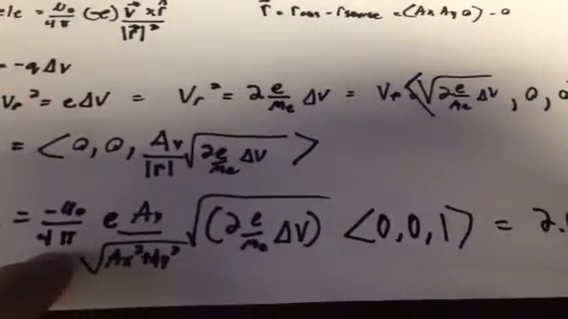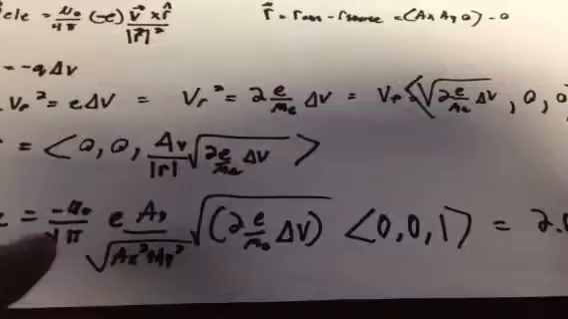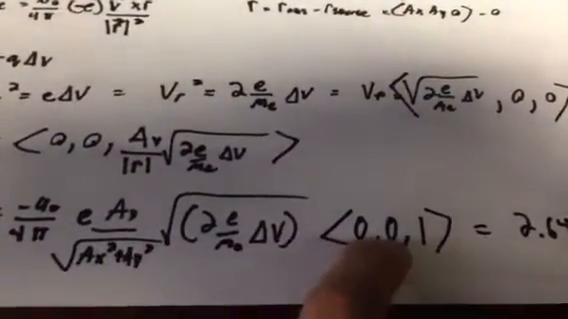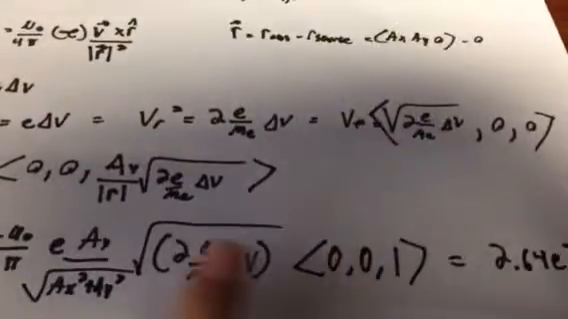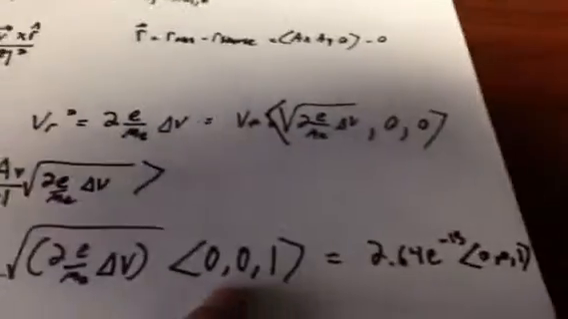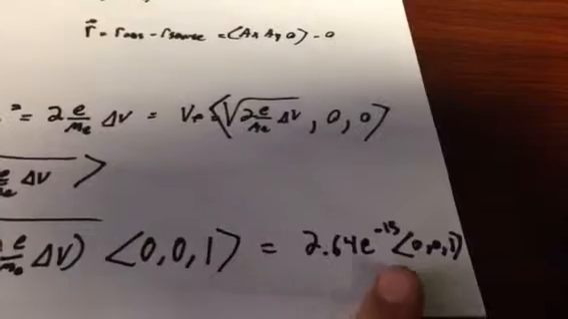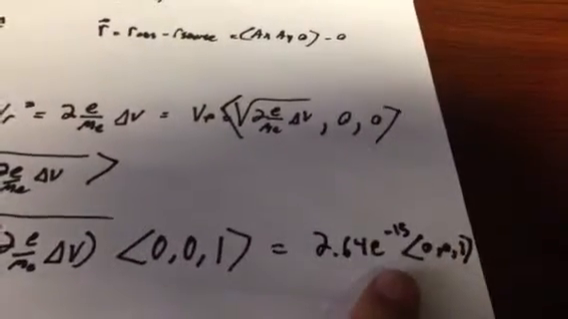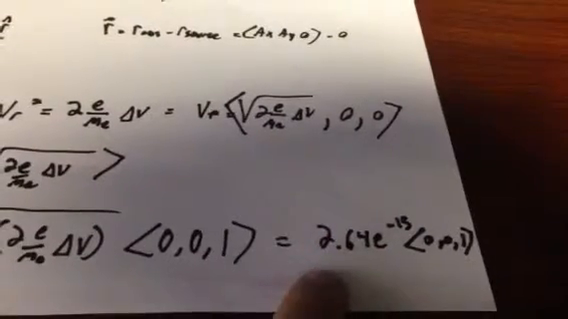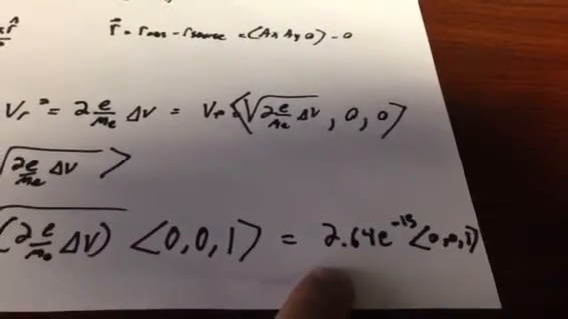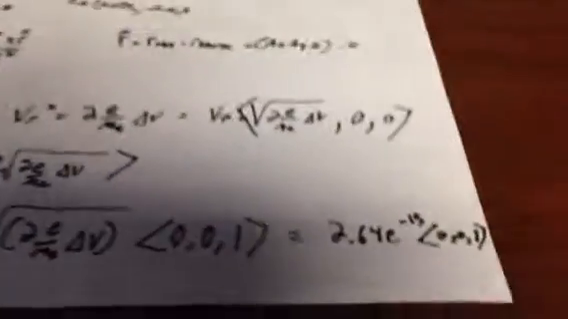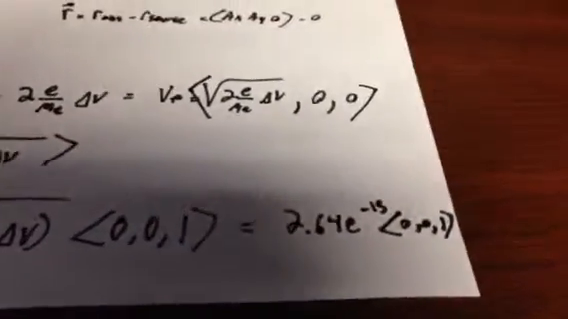and this is 1 e to the negative 7th. This is a constant value, and you multiply this all out, and you remember to keep your vector. This is the scalar of the vector 0, 0, 1, and it'll come out to be 2.64 e to the negative 15th times the vector 0, 0, 1. So it's in the positive z direction. This is how many teslas of magnetic field is on the point due to the electron at point A.